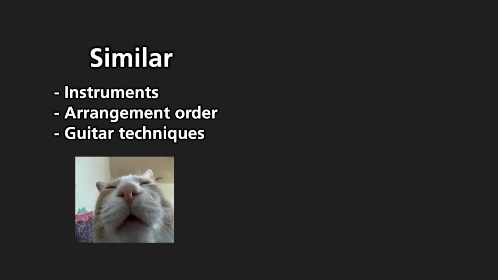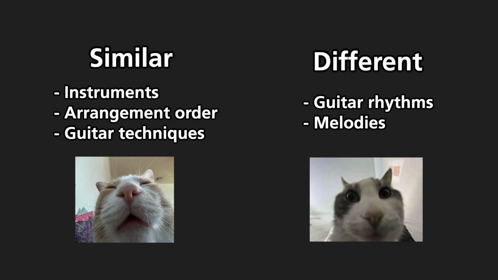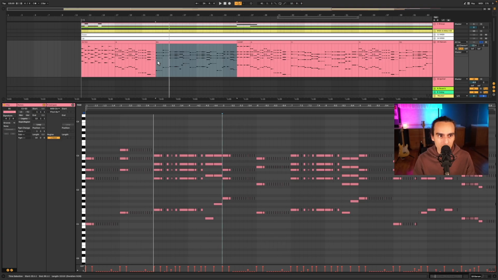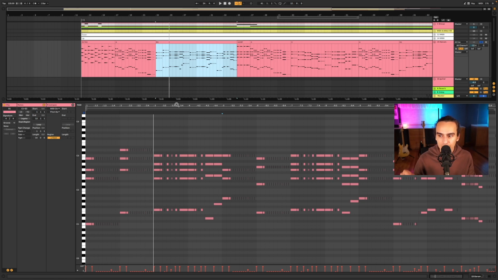For my song, I chose similar instruments, arrangement order, and guitar techniques, the strumming and muting. What I did differently and what I'm going to focus on right now is the guitar rhythms and the melodies. For the guitar rhythms, I wanted to keep it simple. I only used 3 rhythms in the verse and bridge sections of the song. The original uses 7 different rhythms over the same time. So this is the non-strummed guitar.